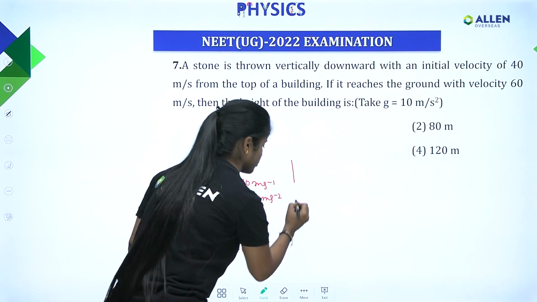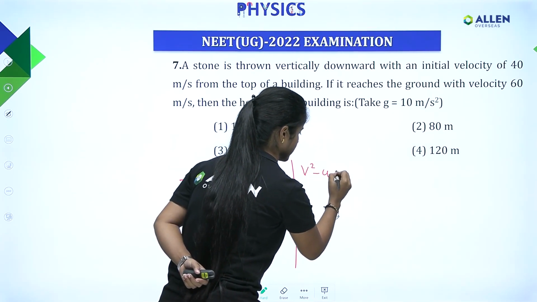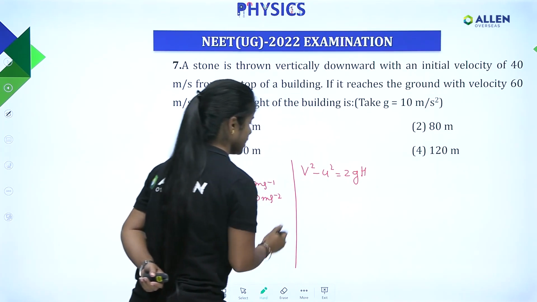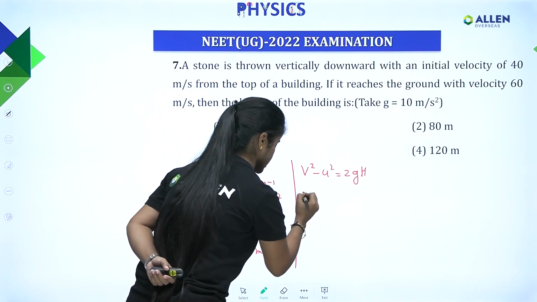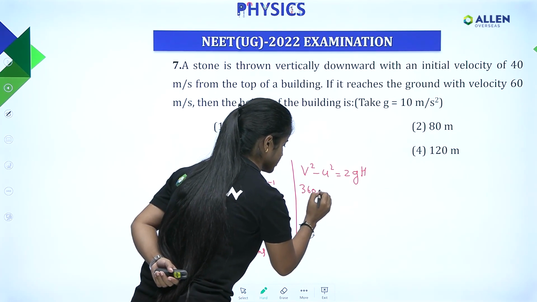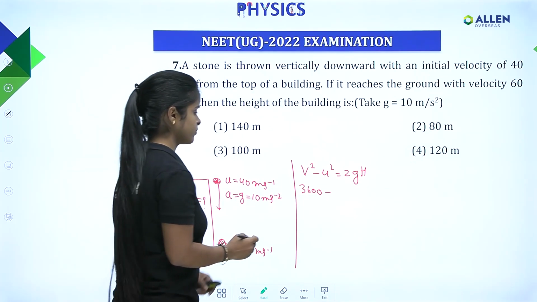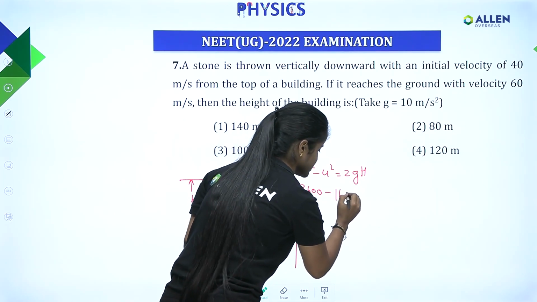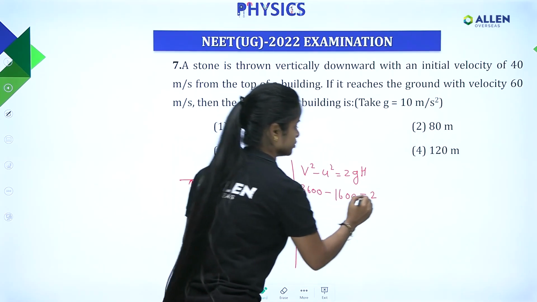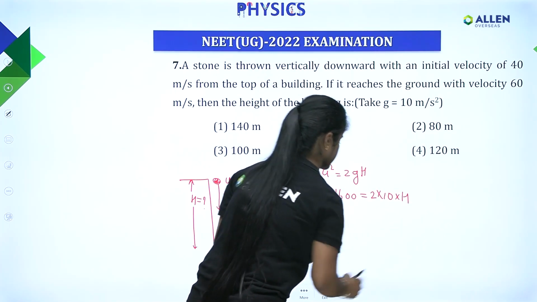Now, which formula am I going to use here? V square minus U square equals 2GH, right? And in this condition, the value of V is what? 60. So it will be 3600. And the value of U square will be what? 40 square. That means 1600. And here at the place of 2, I am going to write 2. At the place of G, I am going to write G. And at the place of H, I am going to write H.